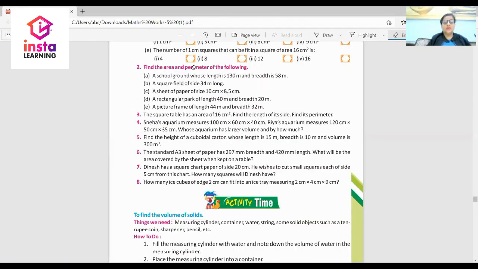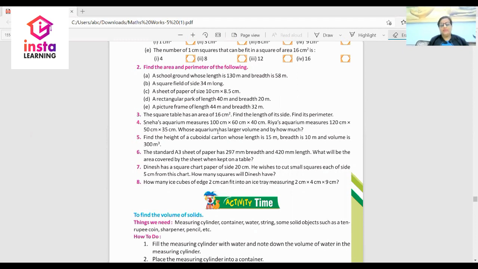Now students, find the area and perimeter both. Perimeter is like a boundary and area is the full part. The school ground whose length is 130 meter and breadth is 58 meter. You have to take out the formula and fit the values into the formulas. Now, a square table has an area of 16 centimeter cube. Find the length of its side, find its perimeter also. That you have already done in the chapter, and you are going to do it in your class work.